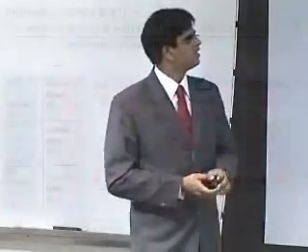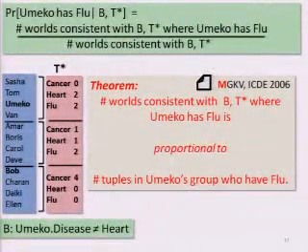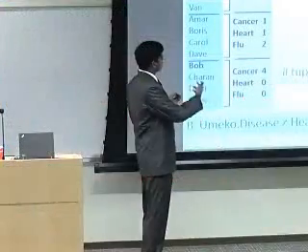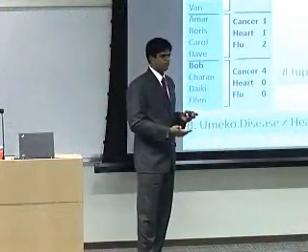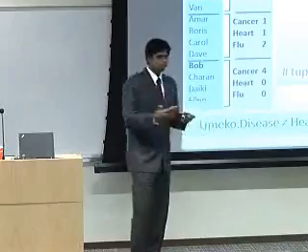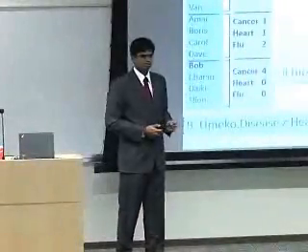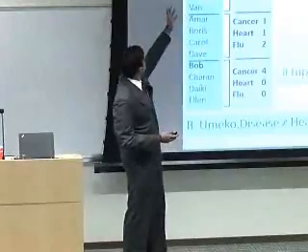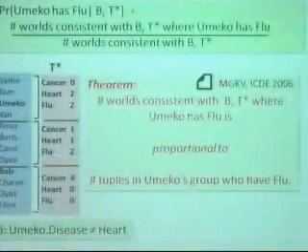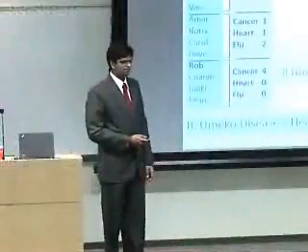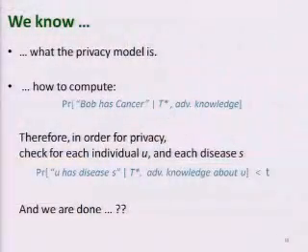And this is what is shown in our 2006 paper, which shows that in these kinds of publishing, the number of words that are consistent with the background knowledge in the published table, where, for example, Umeko has the flu, is proportional to the number of tuples in Umeko's group who have the flu. So given this proportionality result, we can easily find out what these probabilities are. I'm not going into the details. It's very simple.